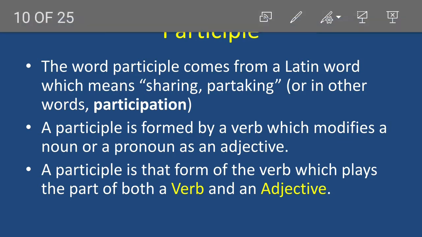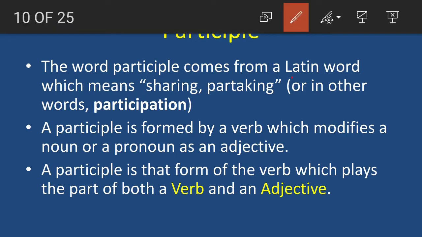Now what is participle? A participle is a Latin word which means sharing, partaking, or in other words you can say participation. Now how is it formed? It is formed by a verb which modifies a noun or pronoun as an adjective. So participle is formed by a verb. Which verb? The verb which modifies noun or pronoun, and it is used as an adjective.